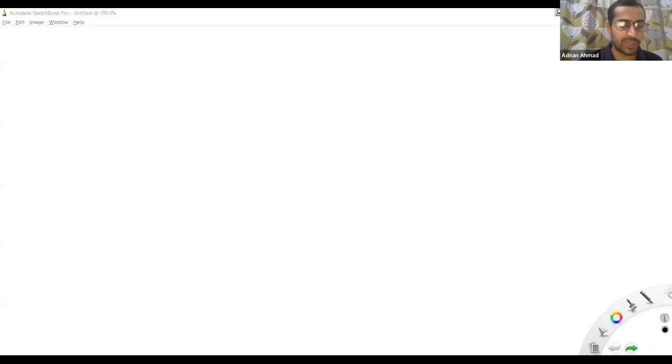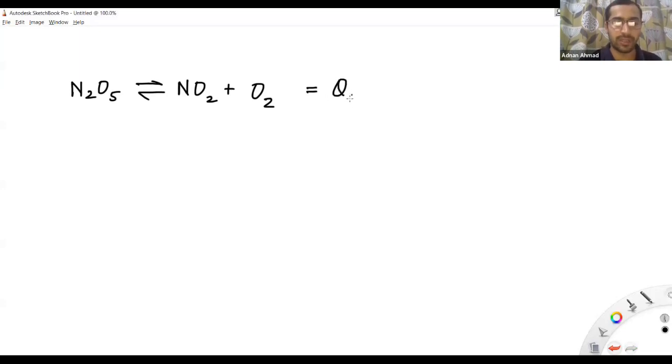Okay, so for the first question, we can write N2O5, and we have a reversible reaction to NO2. We can write here NO2, and we have another product in this reaction, which is O2. So this is our chemical equation. And now we want to write the quotient for this reaction.